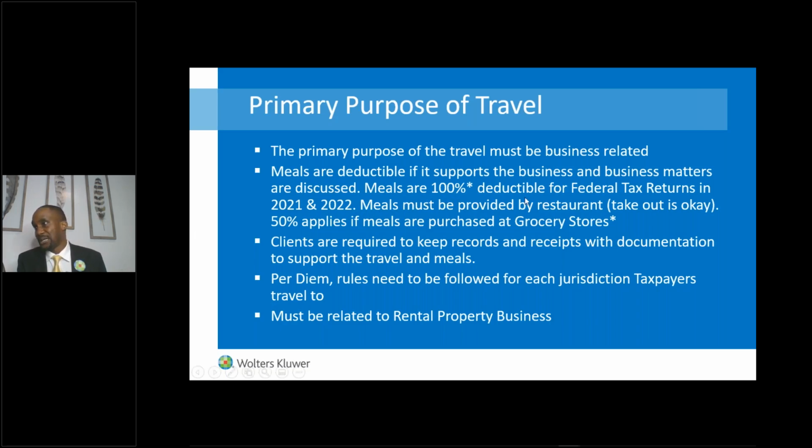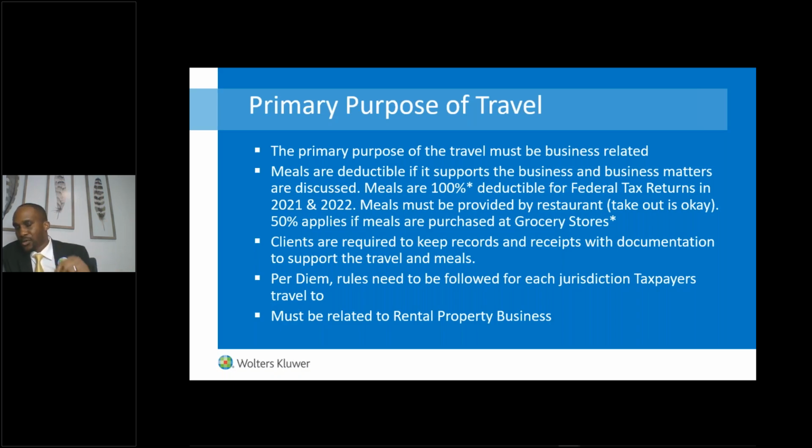Meals are 100% deductible for federal tax returns in 2021 and 2022, right? So this is the first time. We met with our principal tax analyst, Mark Luscombe, and one of the things he pointed out when we talked about this deduction is that the meal doesn't have to be consumed on the actual premises of the property. The meal can be takeout. You can go there, pick it up, things of that nature, and eat it. Maybe you're painting your rental property or something like that.